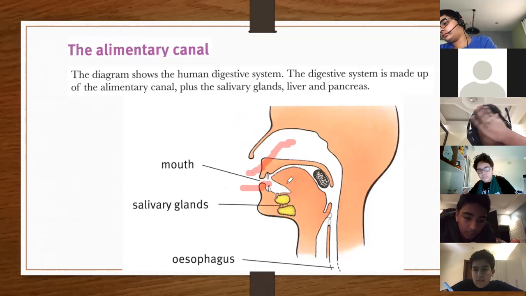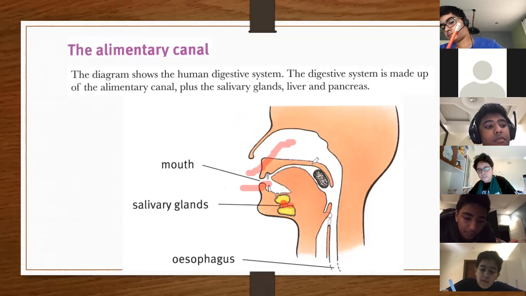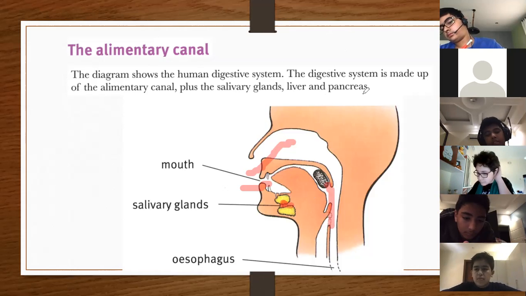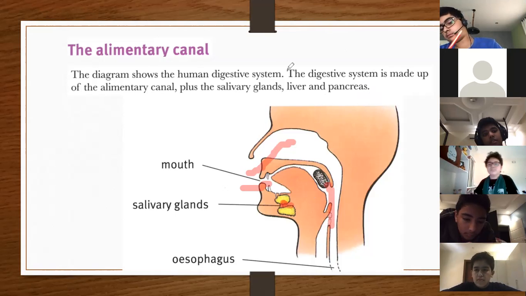So we have the teeth, we chew it up, and these are the salivary glands over here. They release the saliva that will help the food get a little bit moistened and release the flavor as well. After that, we have to swallow it, and then it goes deep down to the esophagus. So the alimentary canal is starting off from the mouth. And the mouth is doing two kinds of things. It is doing mechanical digestion and chemical digestion.